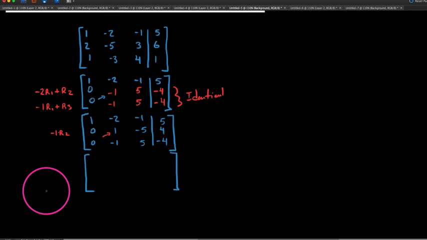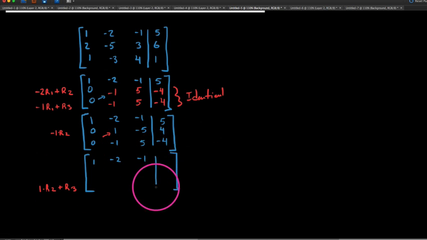We're going to take row 2 times a positive 1 and add that on to row 3. So row 1 stays the same: we have 1, negative 2, negative 1, and 5. Row 2 is now the same since we have a 1 on our main diagonal there. Row 3 still has a 0 here, but we'd say 1 times 1 plus negative 1, that's 1 plus negative 1 is 0. Should get a 0 there.